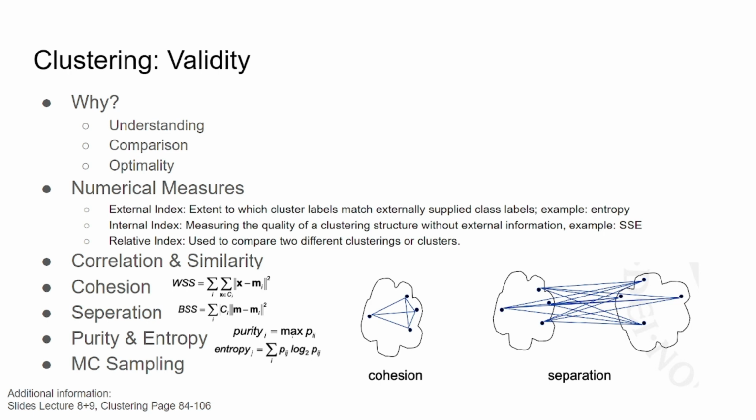And relative index, well, that's when you want to compare two different clusterings. As in, okay, I used k-means, I used density, which one is better for my purpose, not in general. Here, both internal and external indexes can be used. And there are different, obviously, metrics.